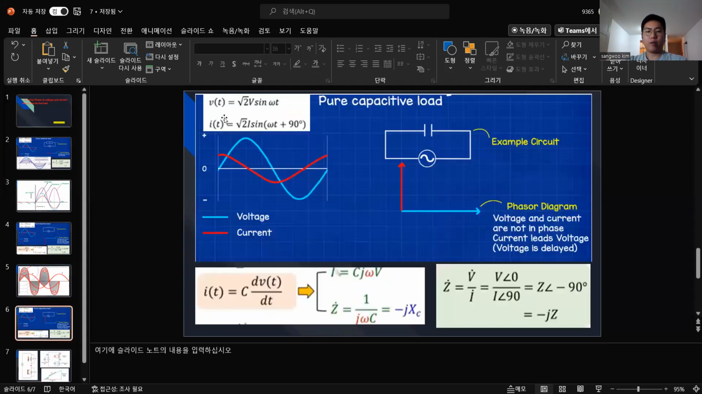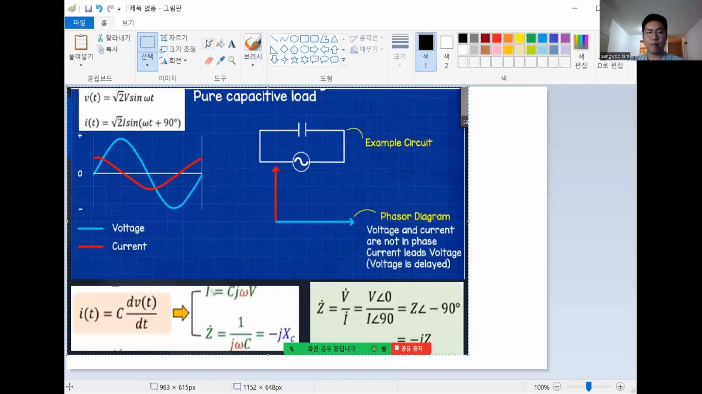Oh, yeah. Also, this capacitor is really important. Let's move on, guys. Okay. So, guys, first of all, capacitor.